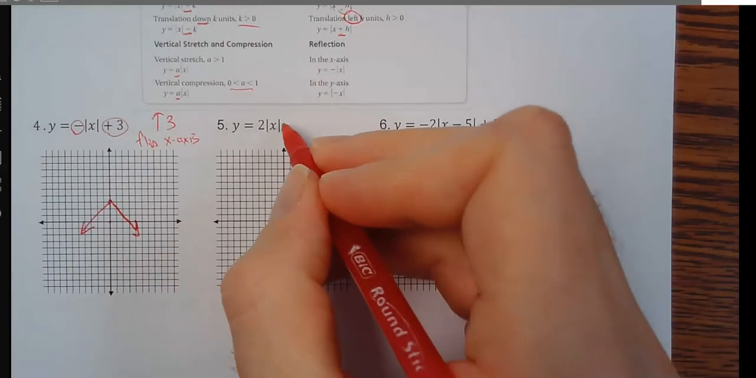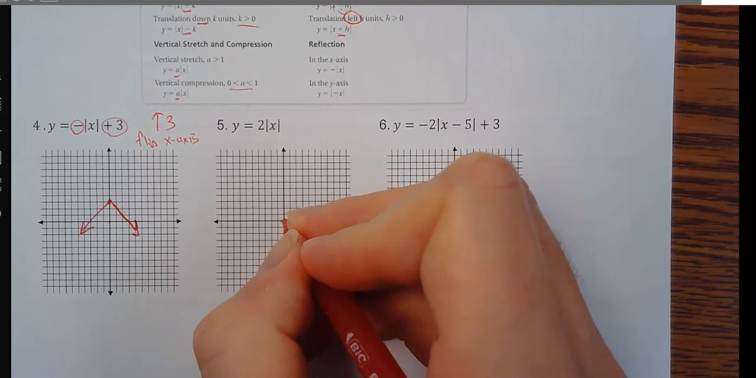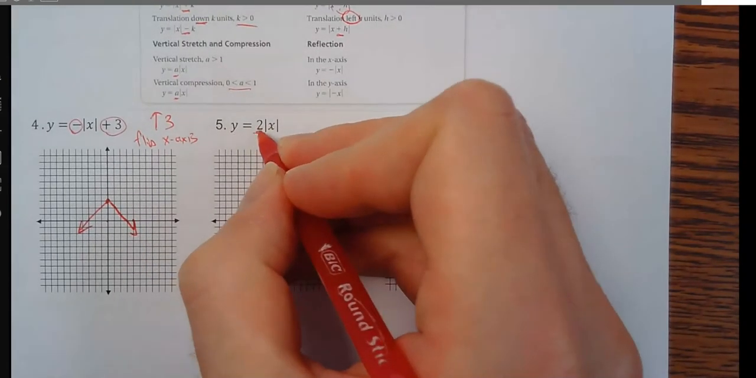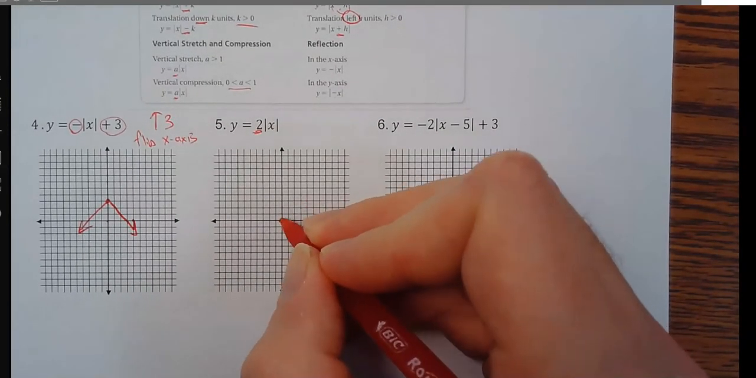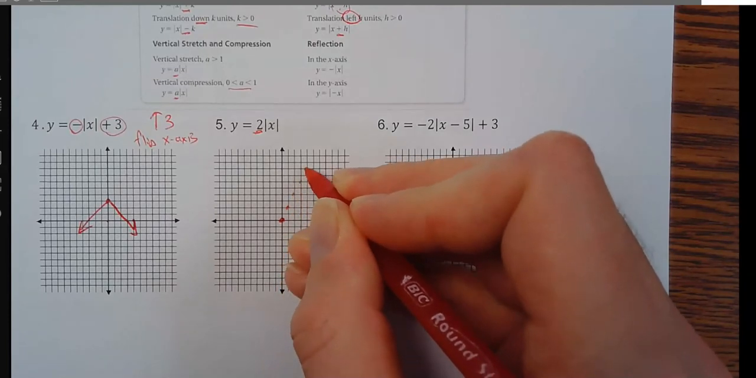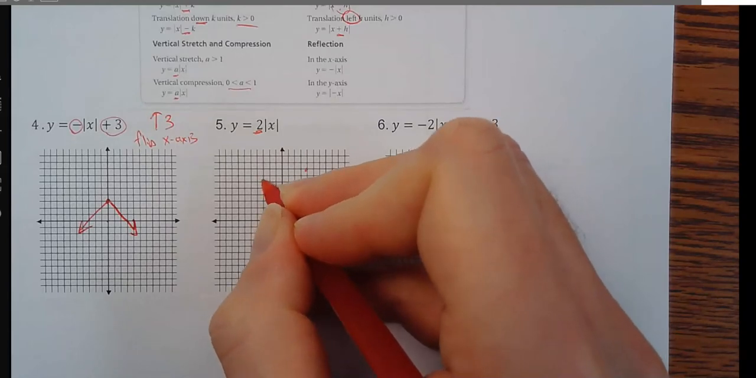This guy here, no translations. There's no plus or minus on the inside. So the vertex is going to stay right where it's at. It doesn't move. But I see this vertical stretch of 2, which just means instead of going up 1, right 1, now it's going to go up 2, right 1, up 2, right 1, up 2, right 1. And same thing on the other side, up 2, left 1, up 2, left 1.